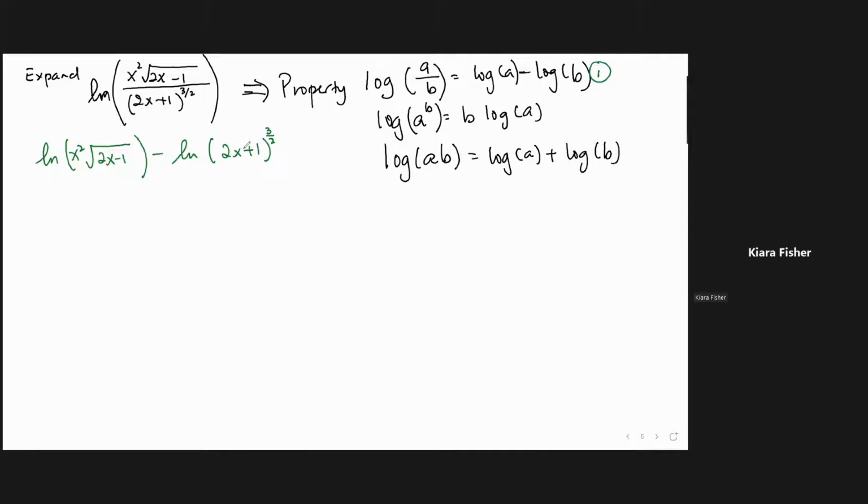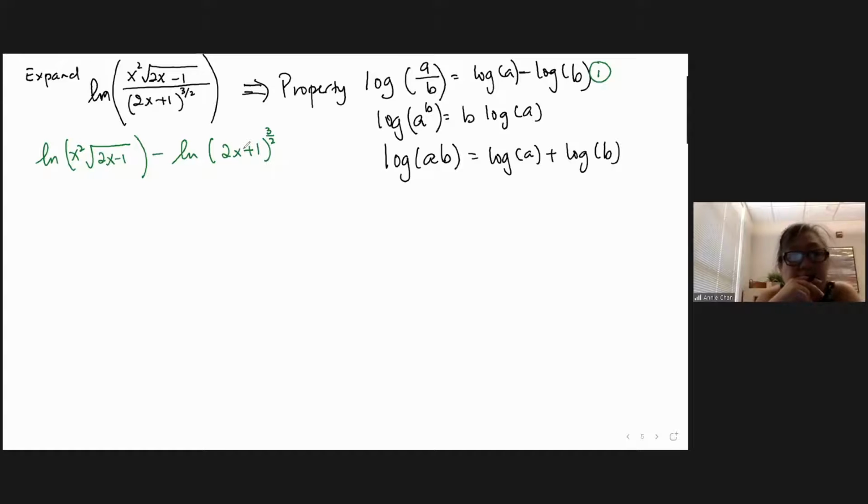Move 3 over 2 in front of its natural log. Would that be a good idea? So now we are left with this 2. Would that be a good idea to work on this first and then this, or this first and then this?